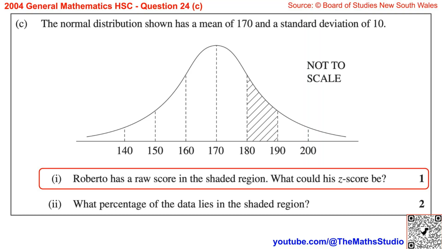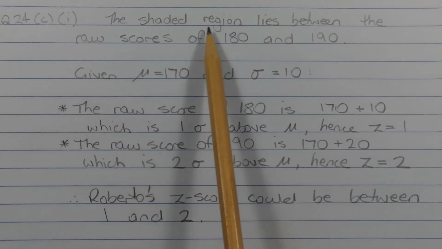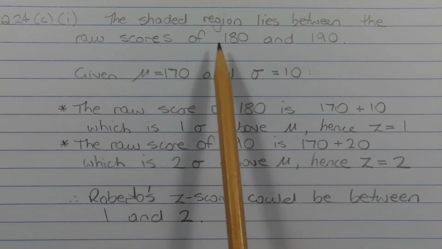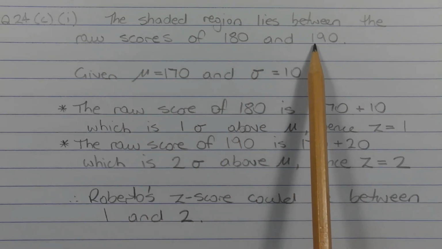Question 24, Part C. The normal distribution shown has a mean of 170 and a standard deviation of 10. Part 1. Roberto has a raw score in the shaded region. What could his z-score be? The shaded region lies between the raw scores of 180 and 190.